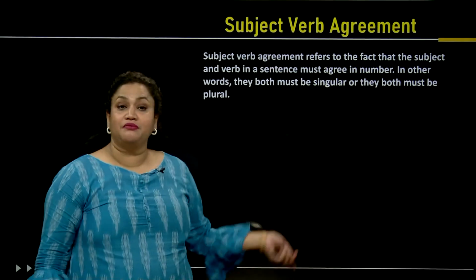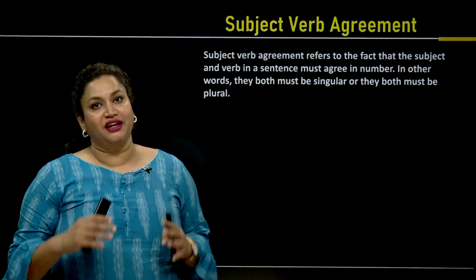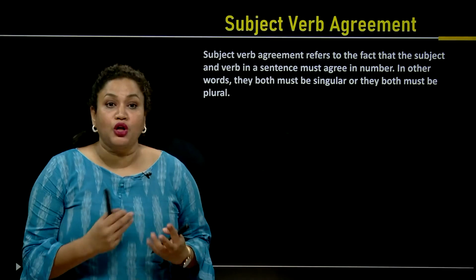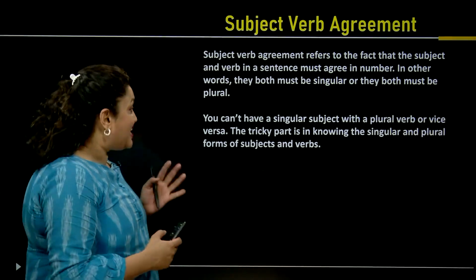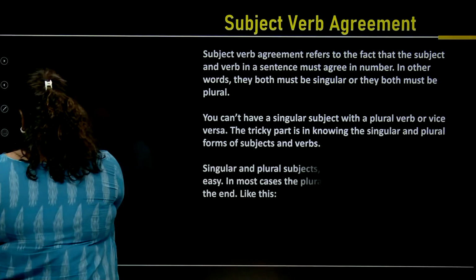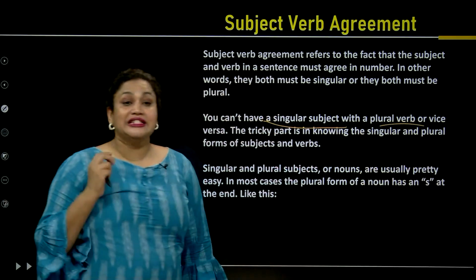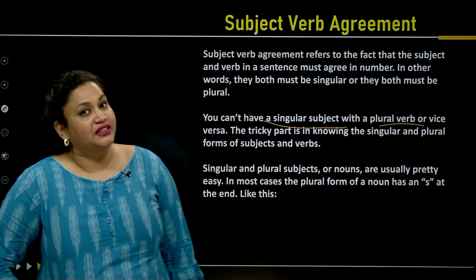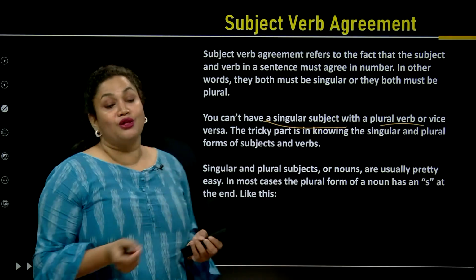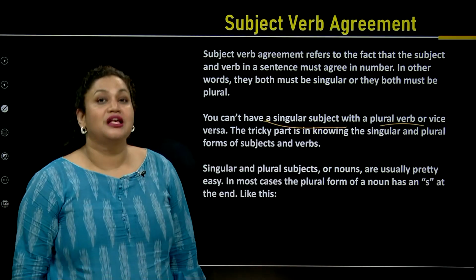Now, subject and verb agreement refers to the fact that the subject and the verb in a sentence must agree in number. In other words, they must both be singular or both be plural. You cannot have a singular subject with a plural verb, and you cannot have a plural subject with a singular verb. Only in some rare cases do we have that kind of arrangement, but it should also meet some criteria. Okay, so let's kickstart the class.